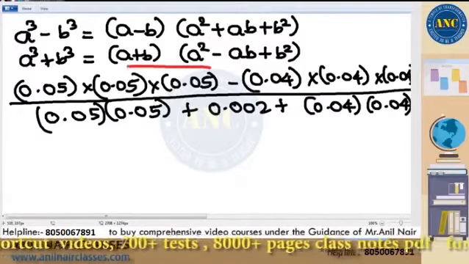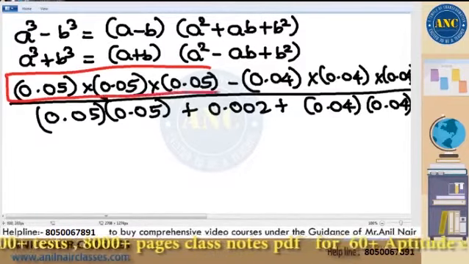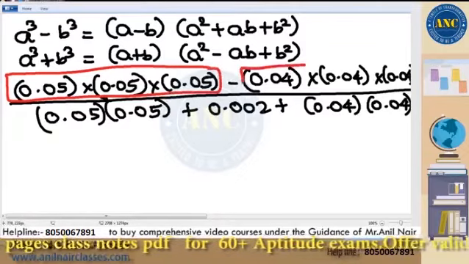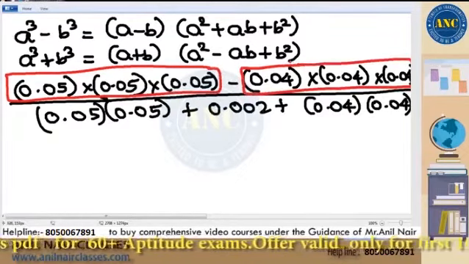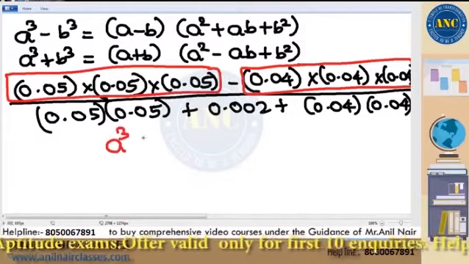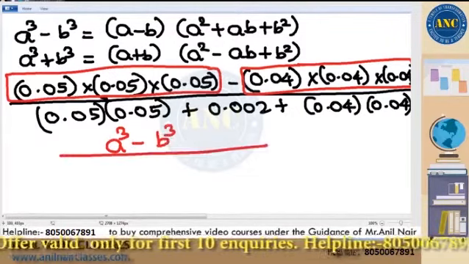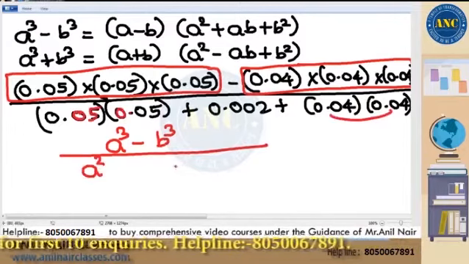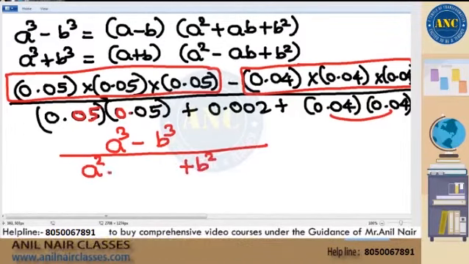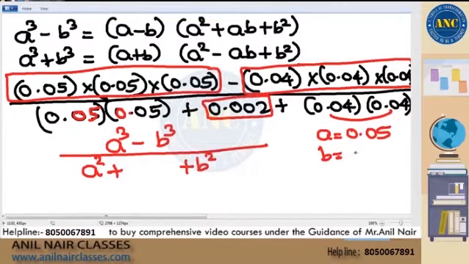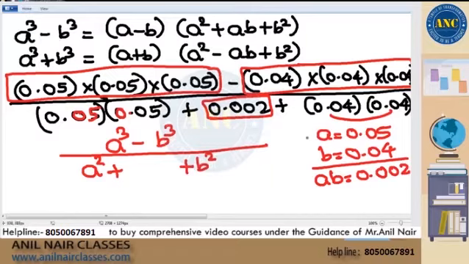Now this is nothing but 0.05 whole cube, and this is 0.04 whole cube. That means the first term is a cube, the second term is b cube, divided by a square plus ab plus b square. A value is 0.05, b value is 0.04, and a into b is 0.05 into 0.04, which is 0.002. That is what is given in the middle, so this is the ab value.